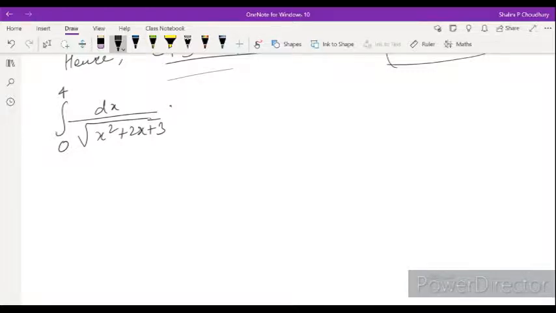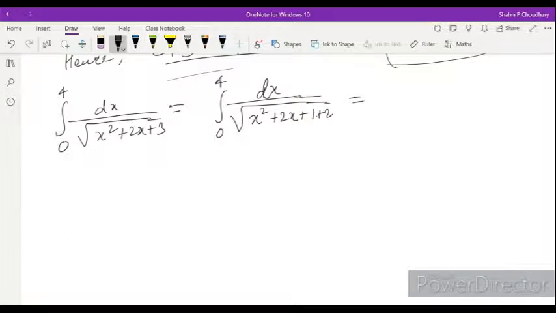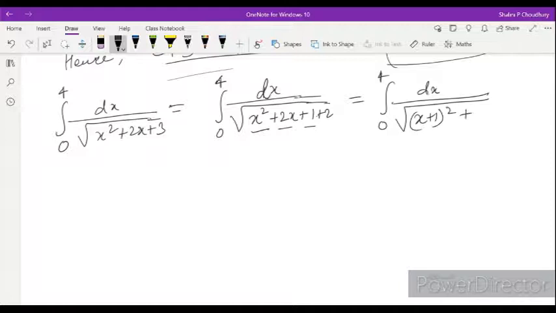So what we will do, first of all we have to break this. The interval is 0 to 4, and we write dx upon, and x square is there plus 2x is there. Plus, 3 we can break like this, it will be 1 plus 2. So now integral 0 to 4 dx upon square root of x square plus 2x plus 1 can be written as x plus 1 whole square.